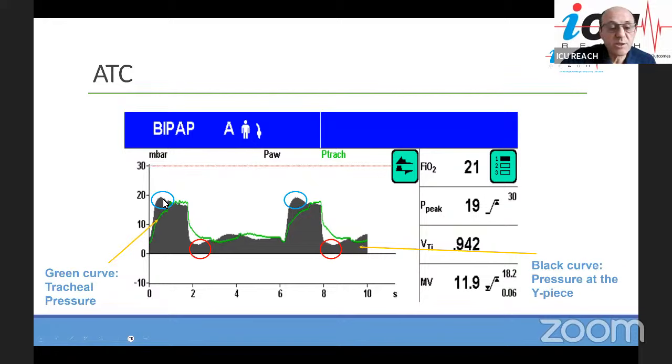This is the compensation. The blue circle here that you see is the compensation that is imposed by the ATC when it is set on. And you can see in the red circle here how the pressure goes into negative pressure in expiration.